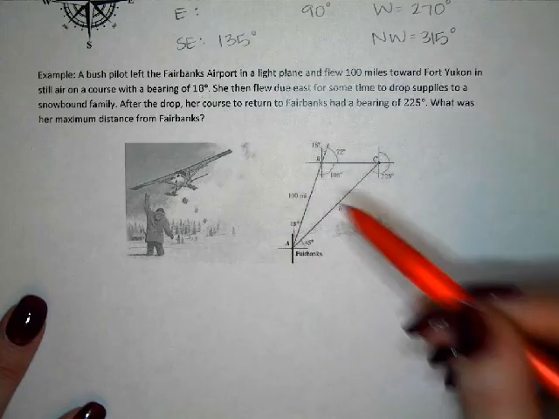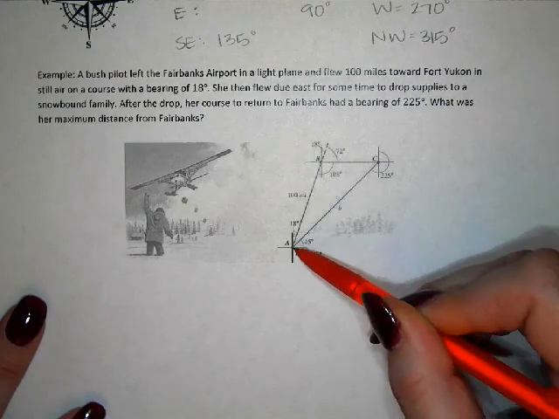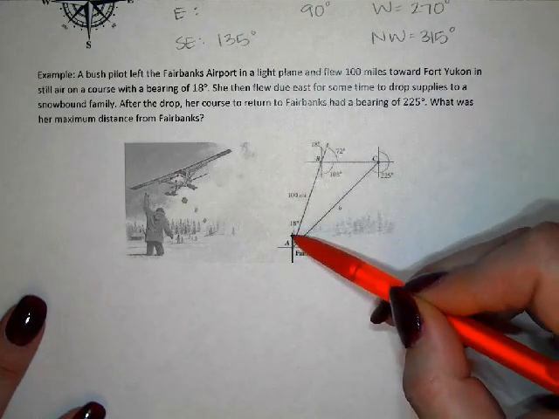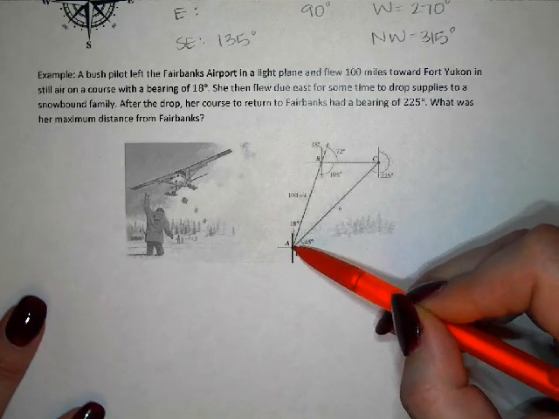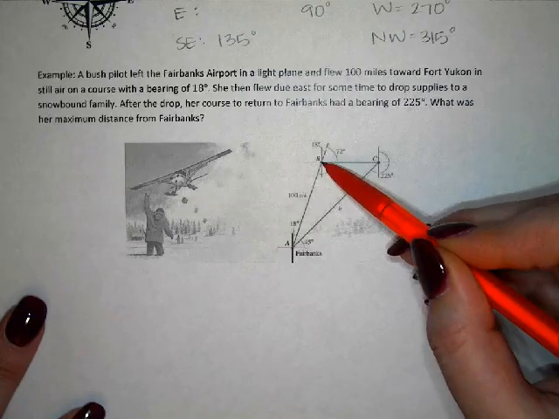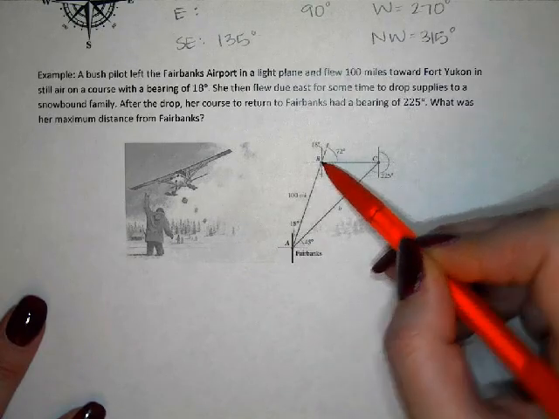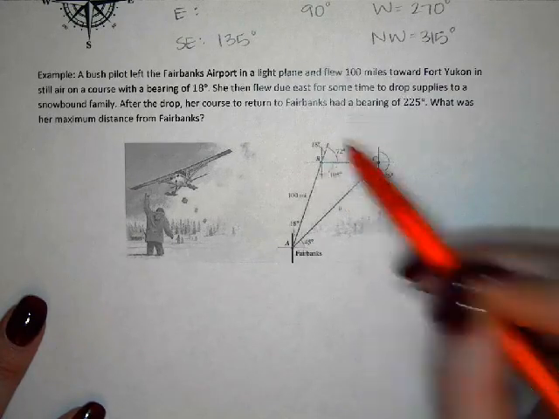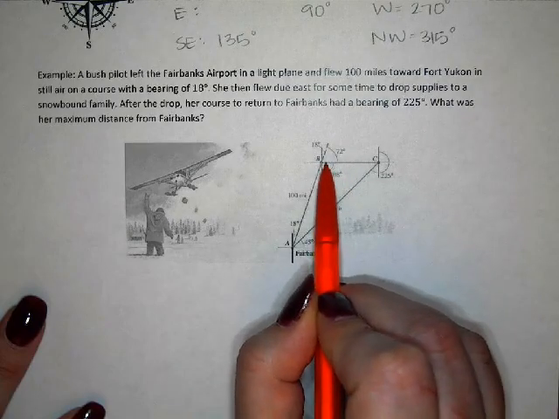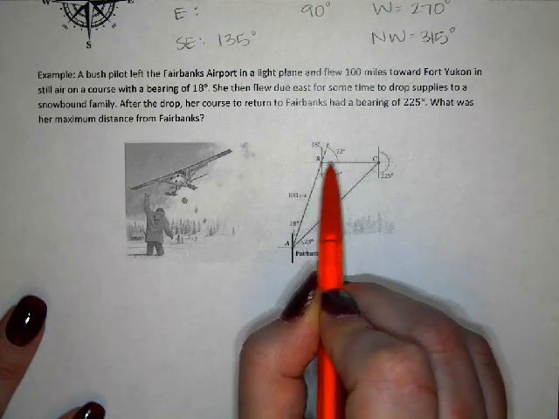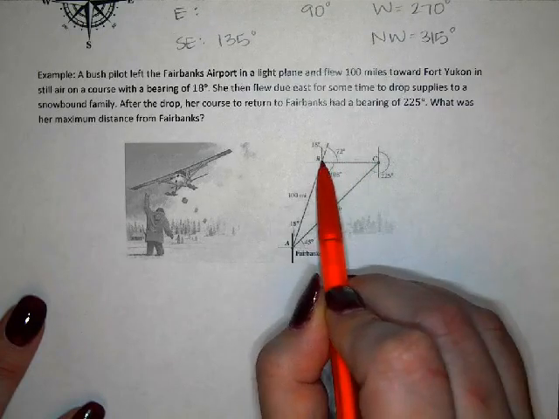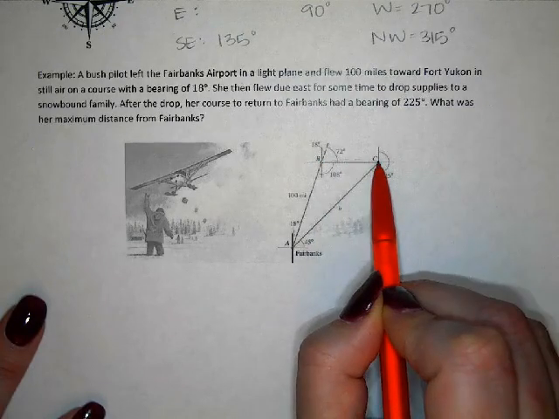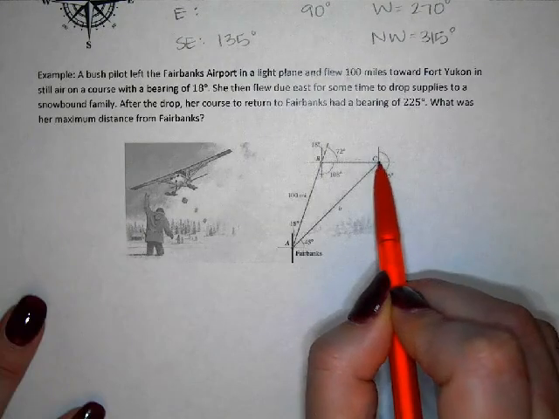Then she flew due east, which would be bearing 90 degrees. So due east is going this way. For some time, they don't say how long, but for some distance, to drop supplies to a snowbound family. So that's where they are over here. And then from here, her course to return to Fairbanks had a bearing of 225 degrees. So there's the 225 degree angle, and now she's coming back to Fairbanks.